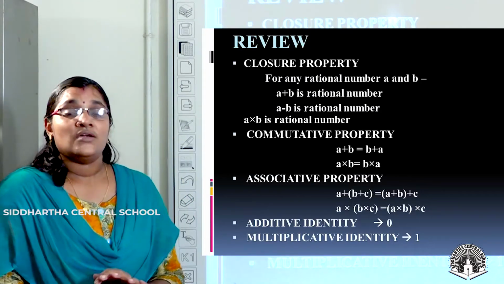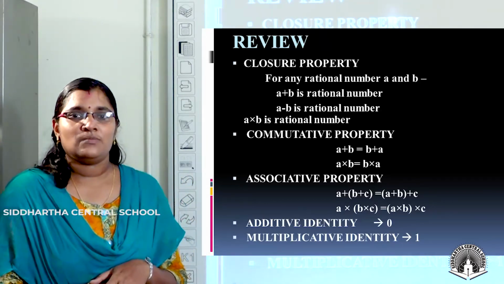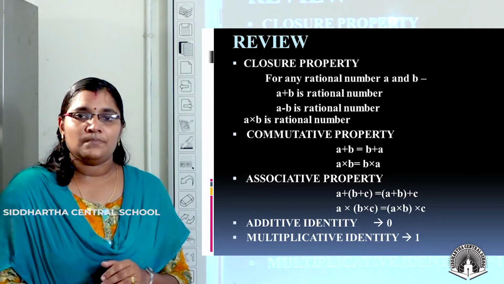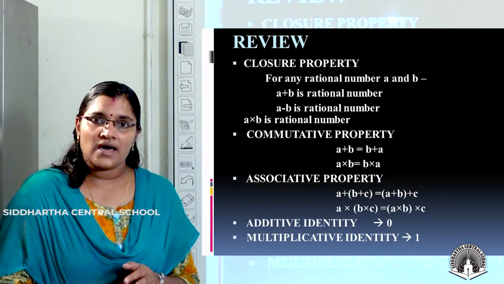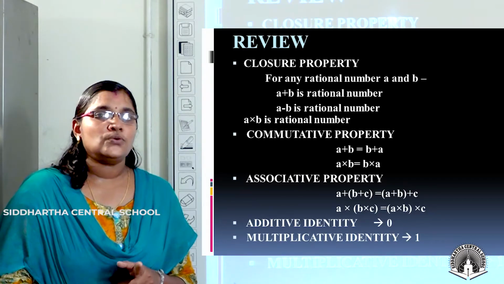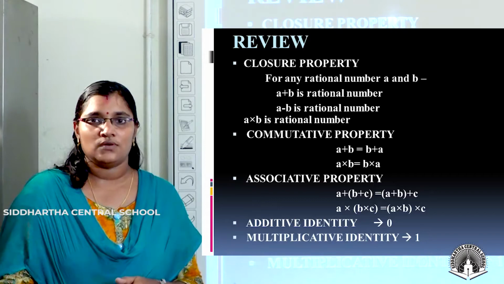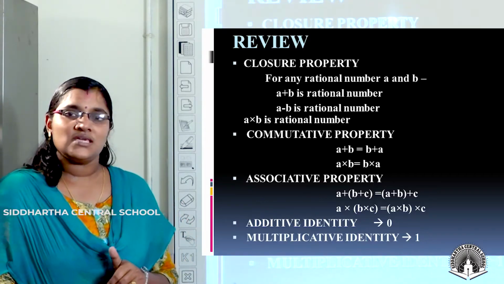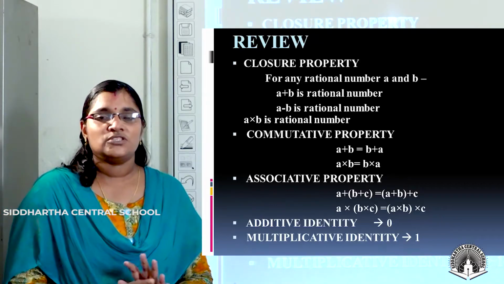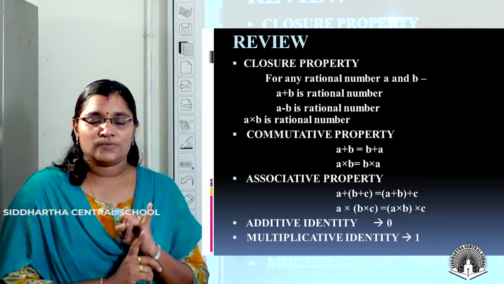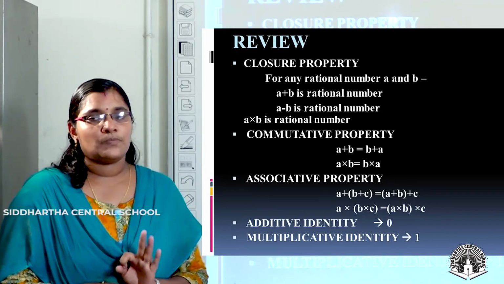Then today we covered these topics. First is rational numbers. What do you mean by rational numbers? A number in the form P by Q, where P and Q are integers and Q is not equal to 0. That is the condition, Q not equal to 0. That is a rational number. Second, we learned the properties. Which properties did we learn? Closure property, commutative property and associative property.